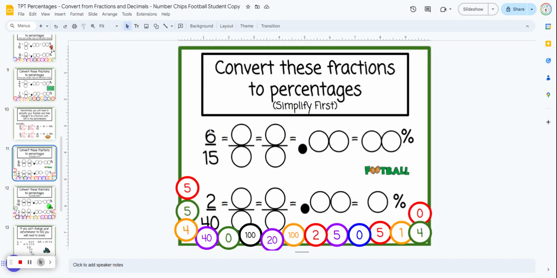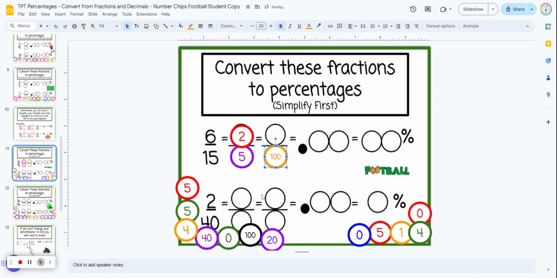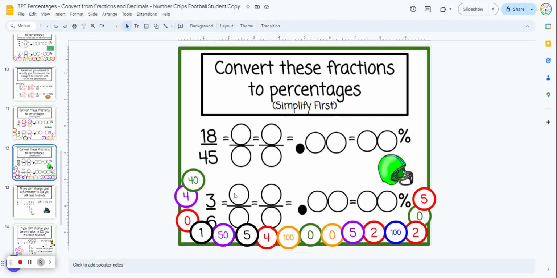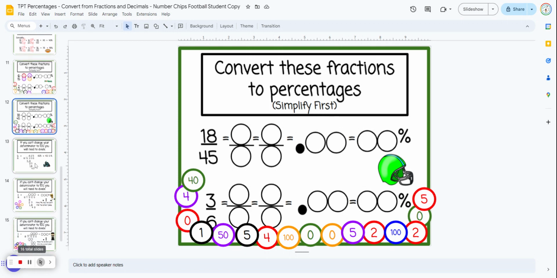Simplify first. So here they can divide the numerator and denominator by 3. That gives them 2 fifths. And then they want to convert it to an equivalent fraction with 100 in the denominator by multiplying by 20. And that will give them 40 hundredths. And they can go ahead and convert to a decimal and a percentage. Same thing here, we're going to simplify first and then convert it. And they're going to keep doing the same thing on the next two problems.